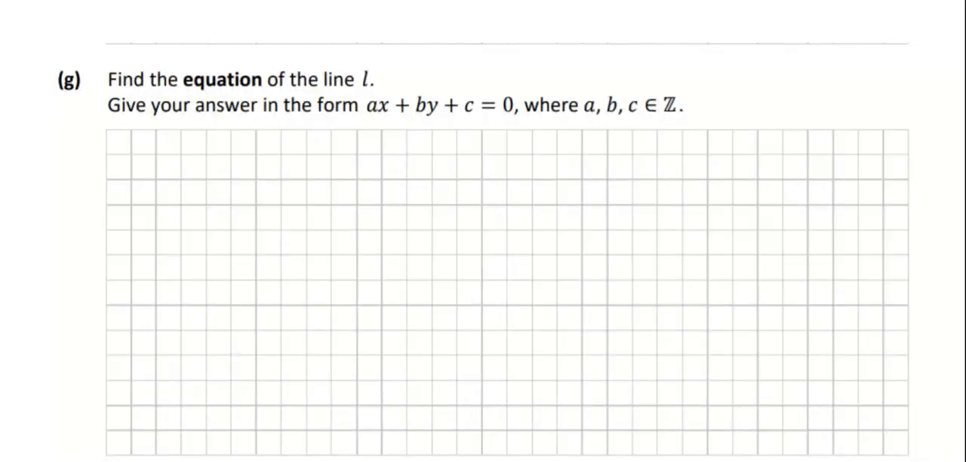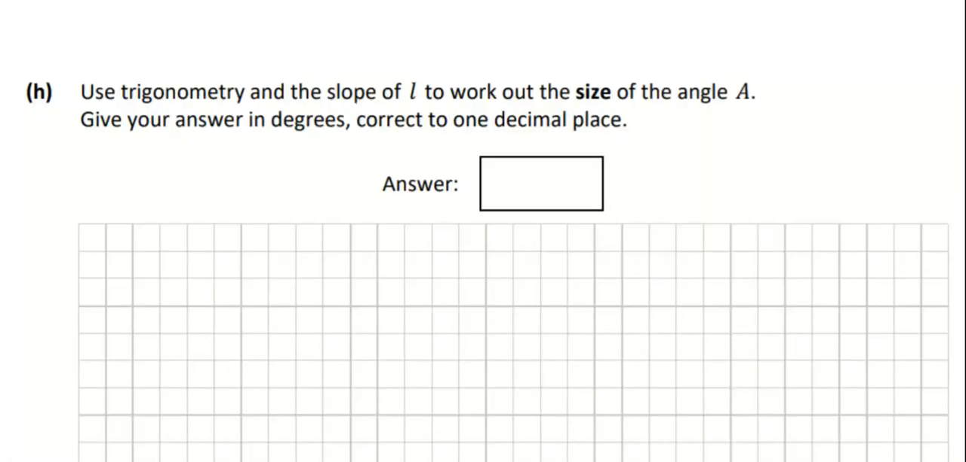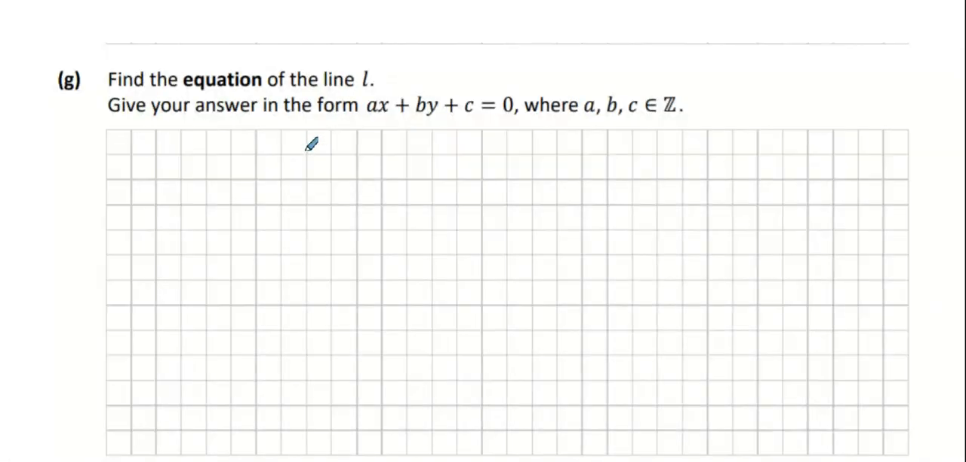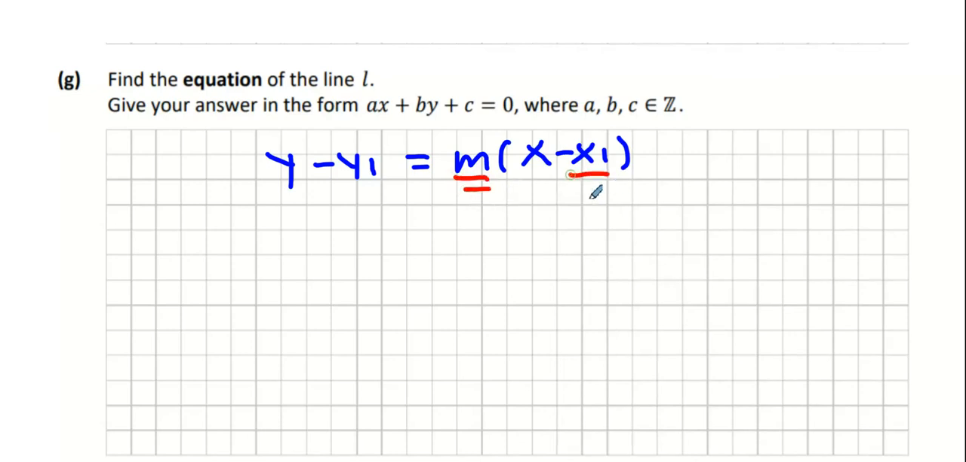Excellent. Now, find the equation of the line L. Oh, sorry, I forgot part H, did I? No, I didn't forget part H. Find the equation of the line L. Well, to find the equation of the line L, it's y minus y1 equals m bracket x minus x1. M represents the slope of the line. x1 and y1 represent any point that's on the line.